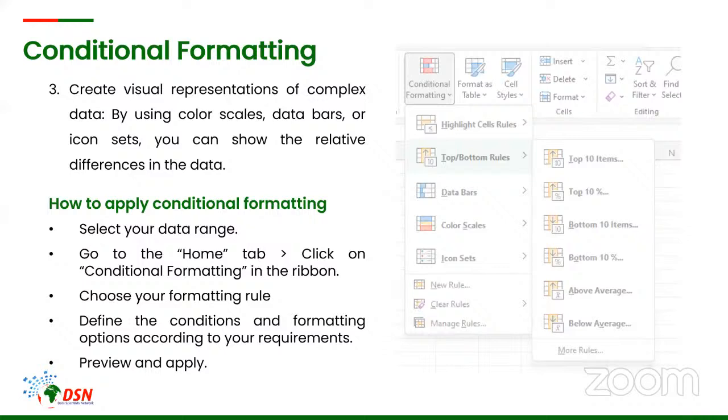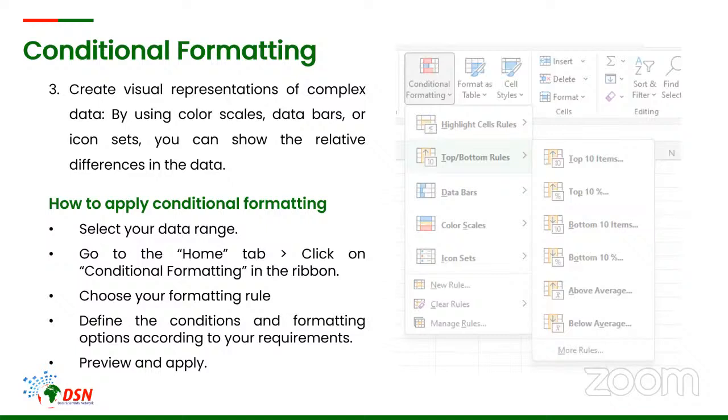Then you can go to the home tab, click on conditional formatting in the ribbon. You see it here, something like this, conditional formatting. Then we can see that, oh, there are already some predefined rules for us. So choose your formatting rules. So here it's saying highlight cell rule. So another one is top to bottom rule. Another one is data bar.